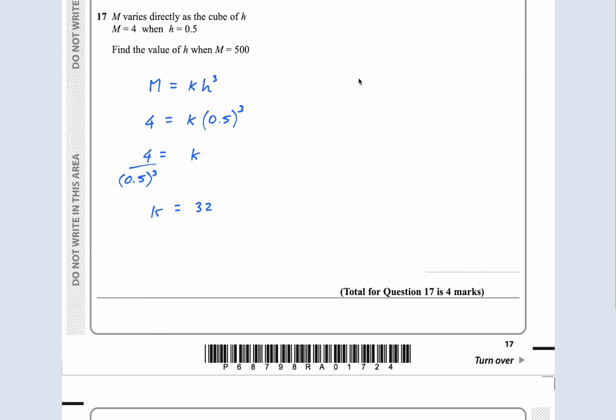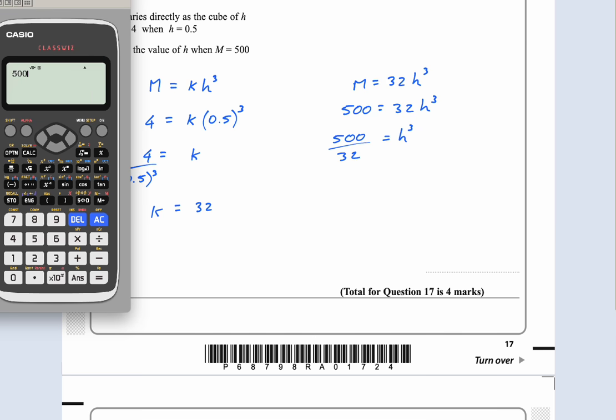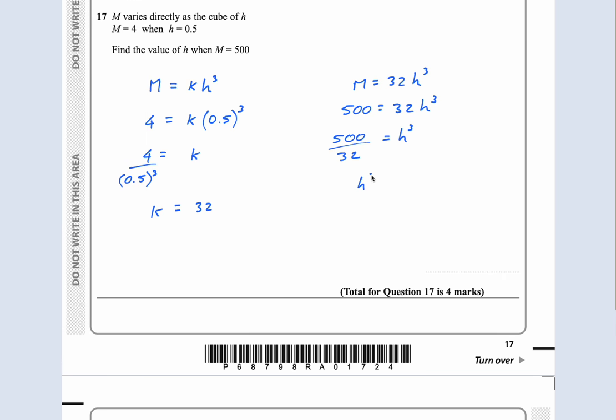And now I go back to this and I say, right, m is equal to 32 times h cubed, because it's k times h cubed and k is 32. And we need to find h when m is 500. Okay, so 500 equals 32 times h cubed. H cubed is 500 divided by 32. What's 500 divided by 32? 125 over 8. So h cubed is 125 over 8.